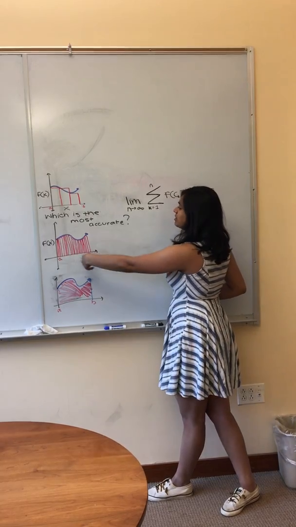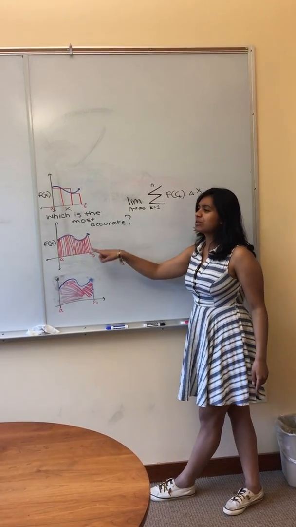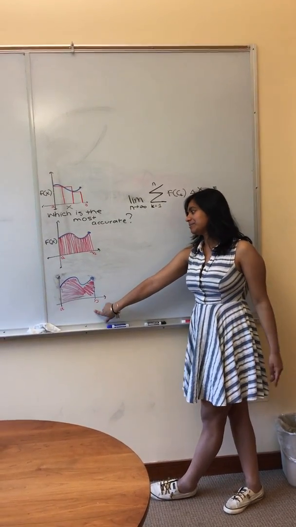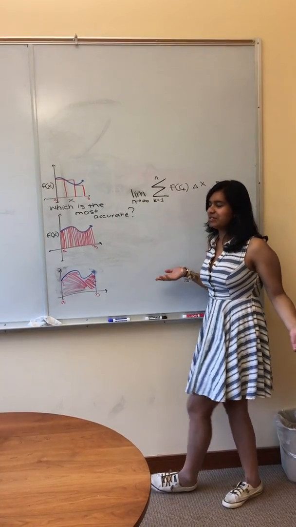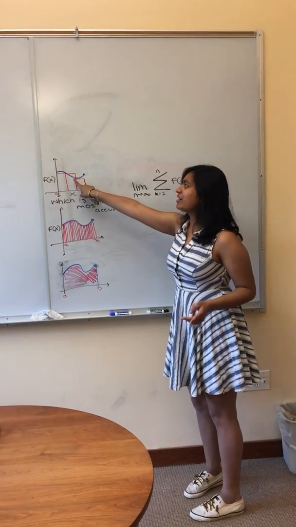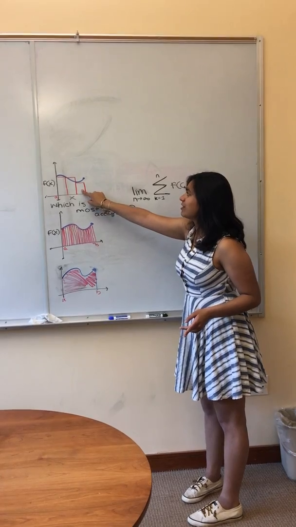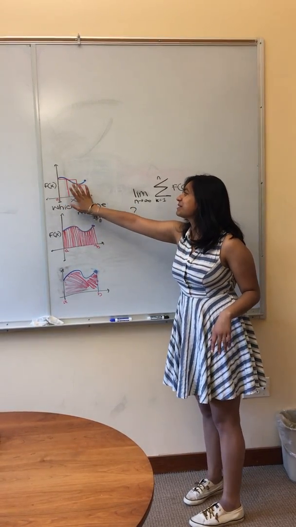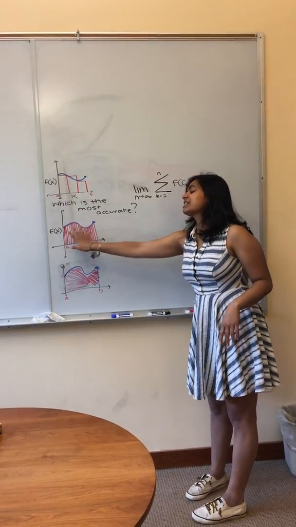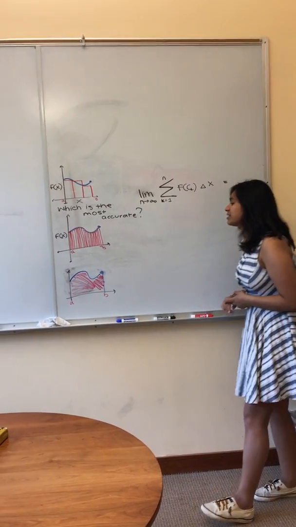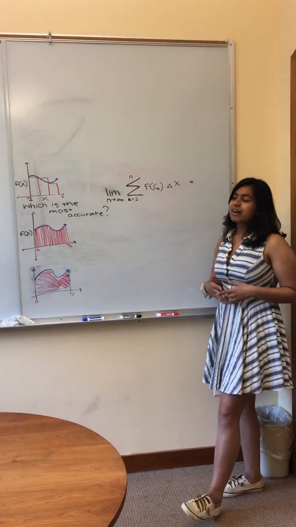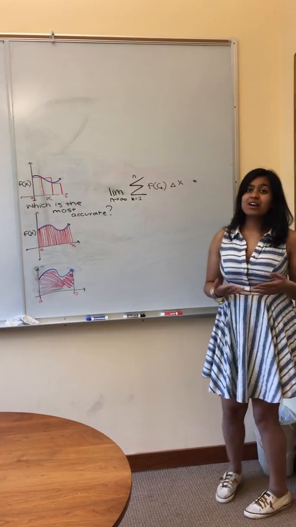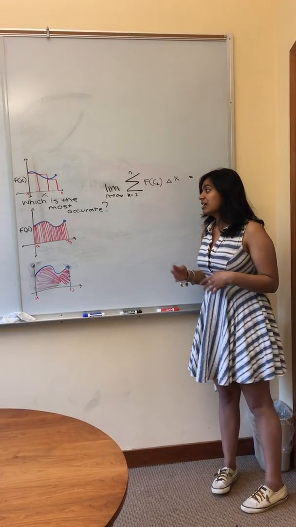As the number of rectangles increases, you get closer to the actual area under the curve, which is represented here. You can see that pretty obviously from the drawing. This one is way of an underestimate, this is way of an overestimate, this is way of an underestimate, whereas this is totally under the curve more or less. So that's more accurate.